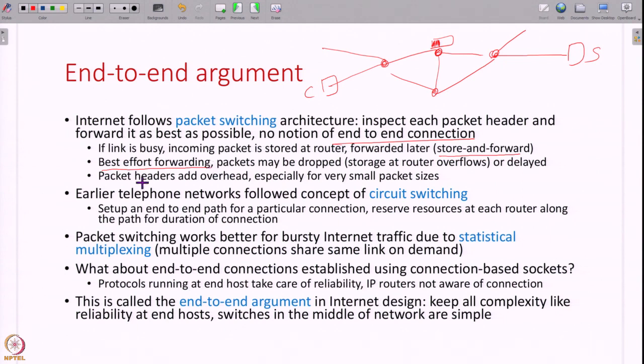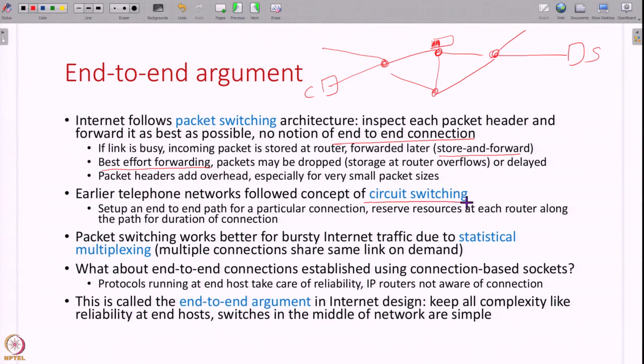And of course, every packet, because it needs to have a header, also adds some overhead, especially for small packets. So, this is a very different architecture from what was used before the internet came up. When you had telephone networks, that was called the concept of circuit switching.